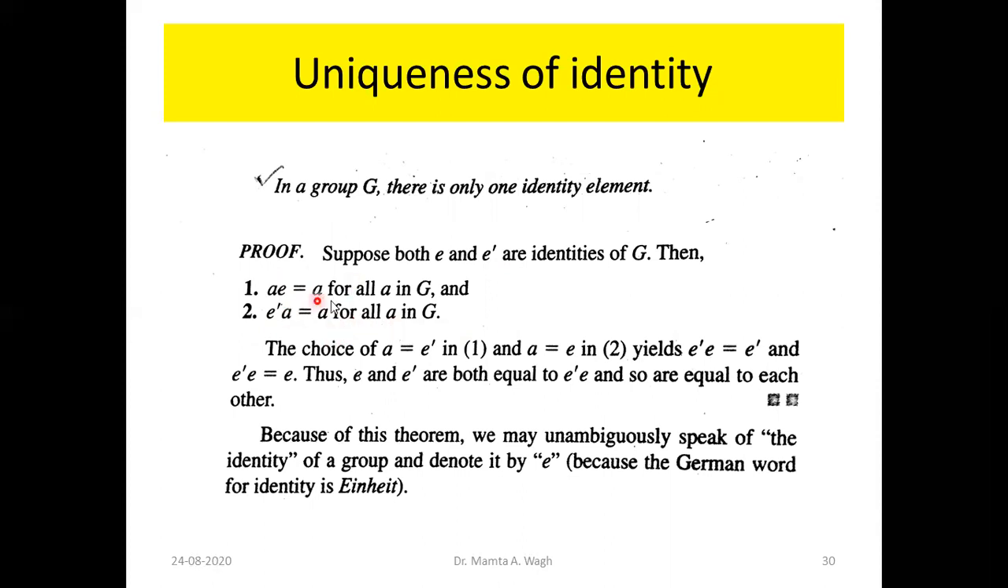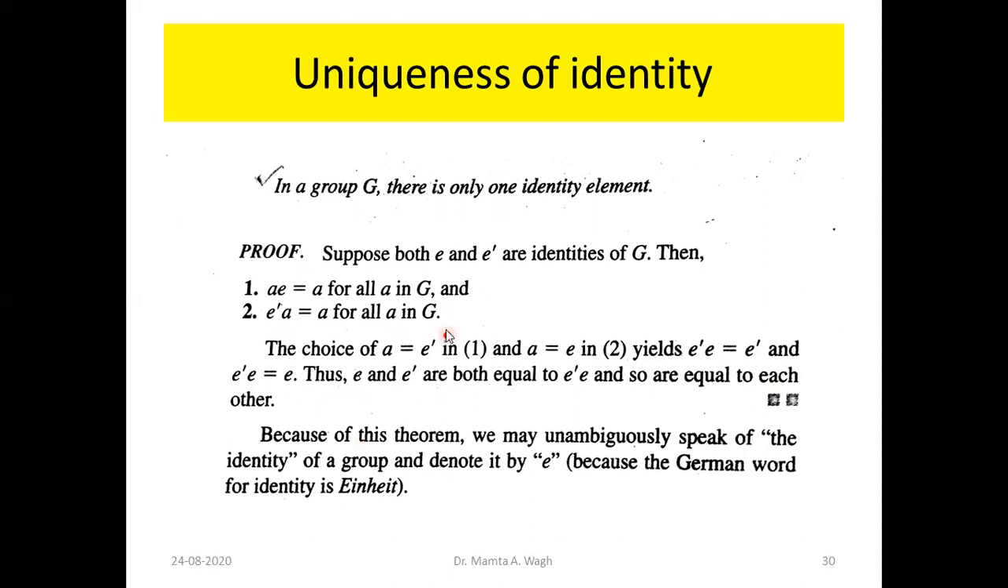So if A E is equal to A for all A, it is true for every A, then it is true for E dash also. So I can write E dash into E is equal to A is equal to E dash, and the second statement E dash into A is A for all A. So this is true for E also. That means E dash into E is E. So we get these two things, E dash into E is E dash and E dash into E is E. Now in both of these, left hand side is same, that means E dash should be equal to E.